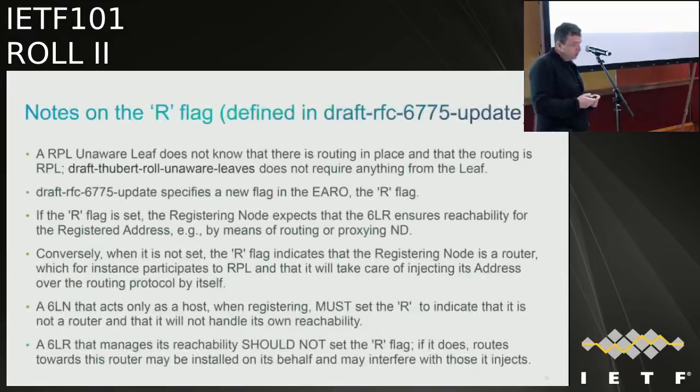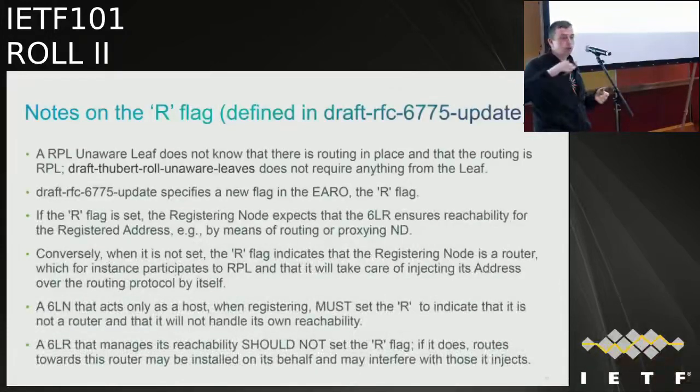So there's more text about the A flag. Like I said, the A flag is designed to be set by an RPL unaware leaf which supports 6775. So if you see this bit on, it means this is a host that does everything I want. It supports 6775 because it could set the bit, and I have to do the RPL or the ND proxy for it.